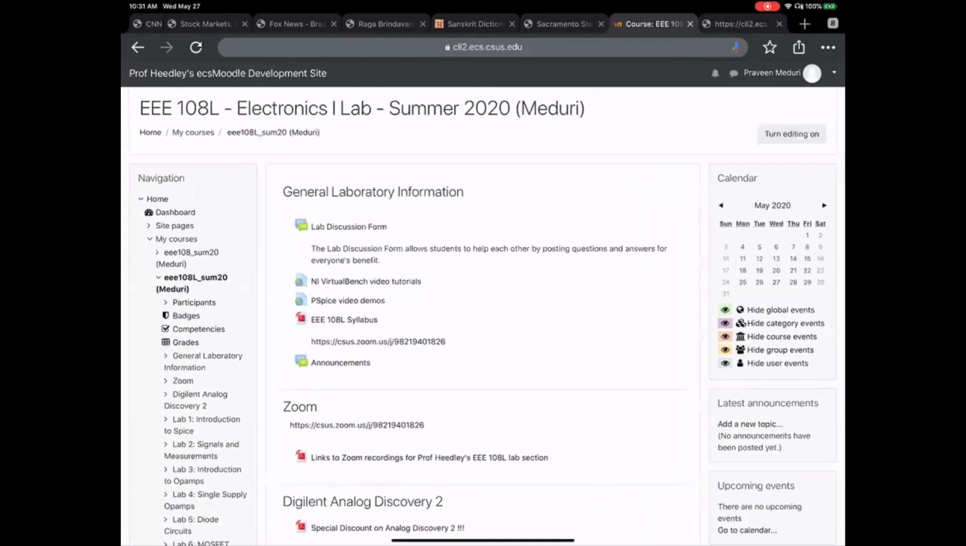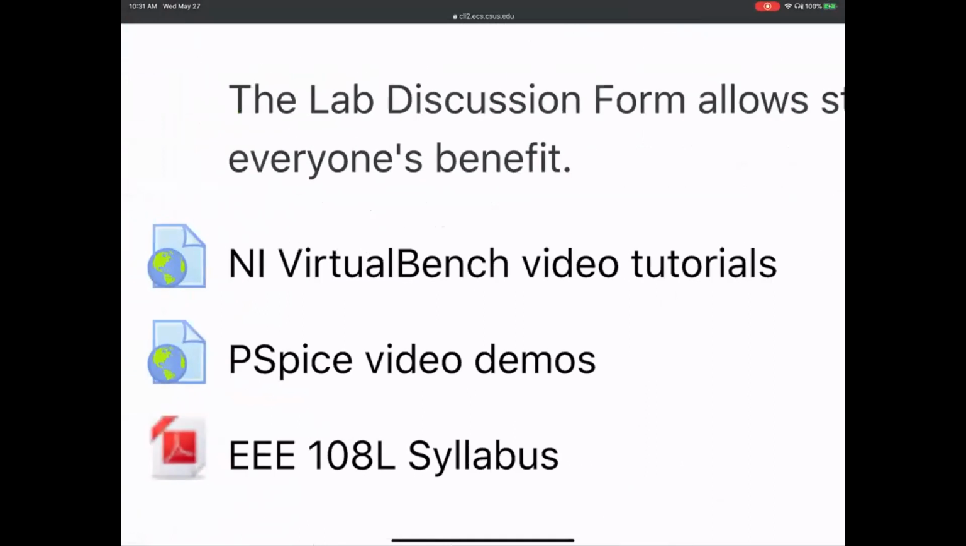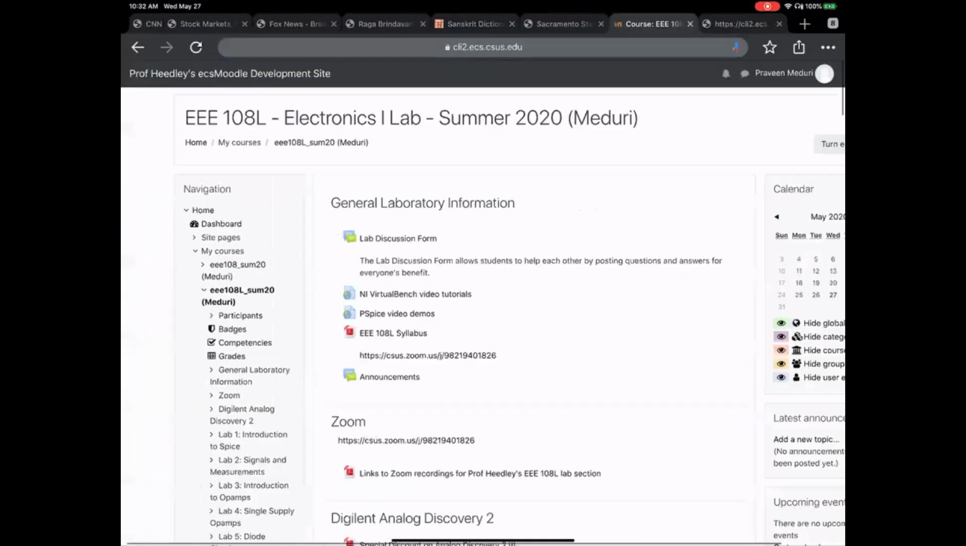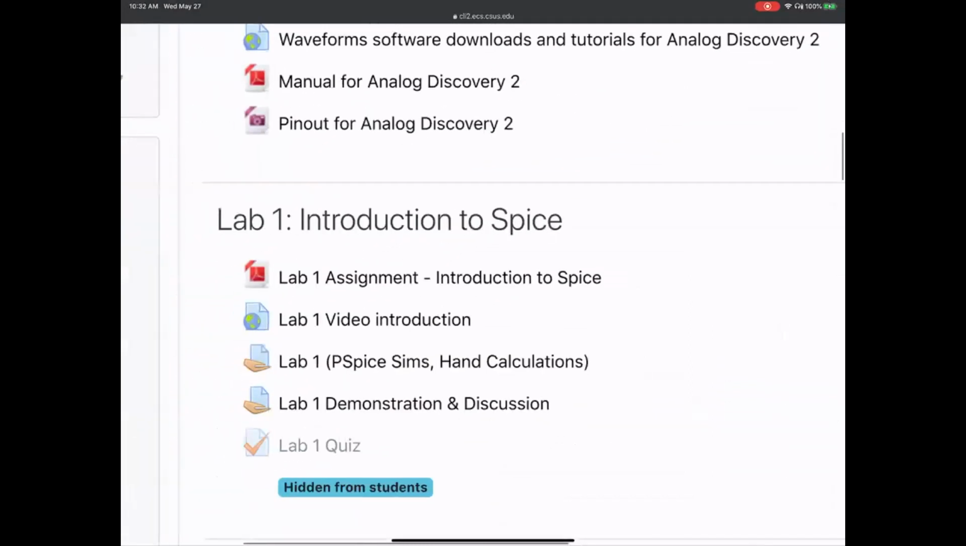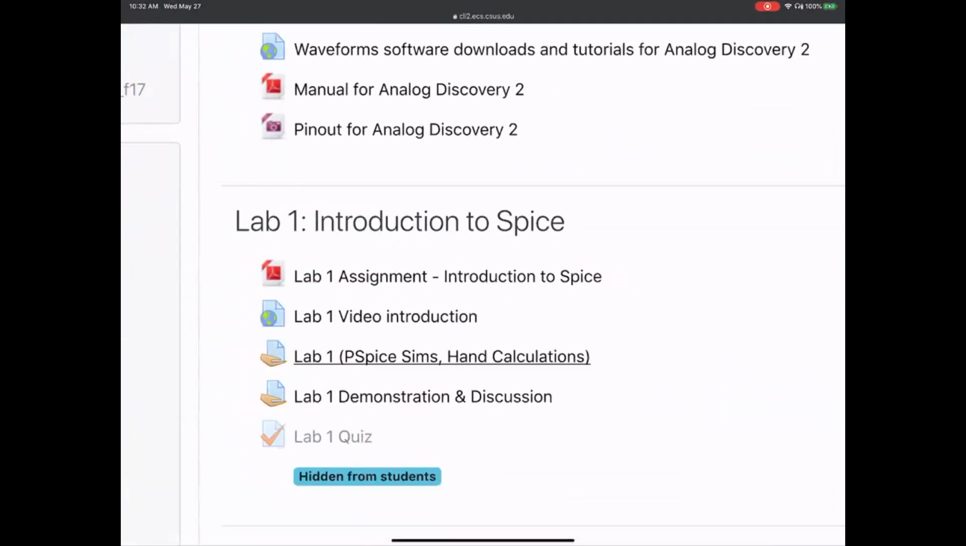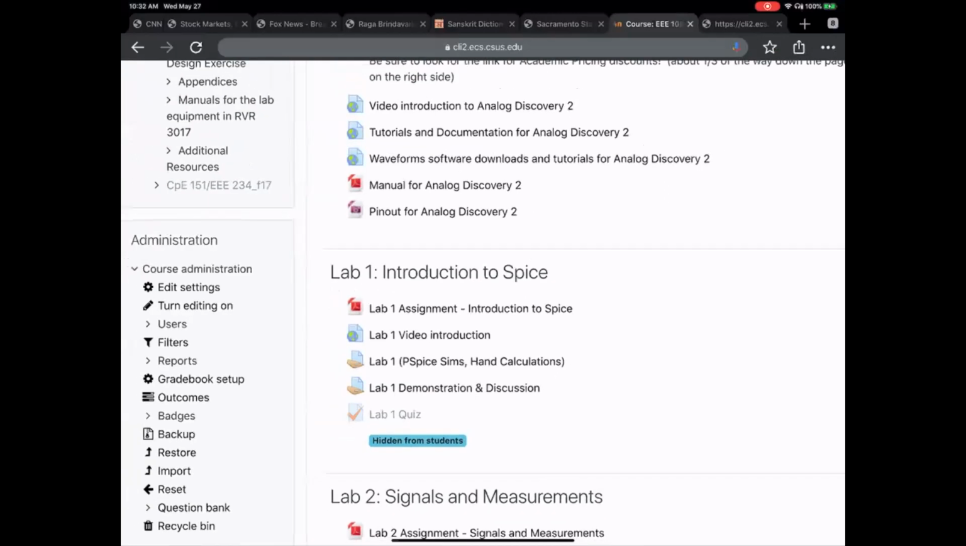So that's about the lab. The first thing you want to do is enroll into the 108L using the access code EEE108. Once you do that, you can go ahead and watch all these PSpice video demos. Once you watch all the video demos, you can get started with lab 1. I just showed you how to get started with lab 1: download Global Protect, access remote desktop, and then access the software. As you follow the video step by step, it will give you a really nice breakdown of what you need to do. Questions?